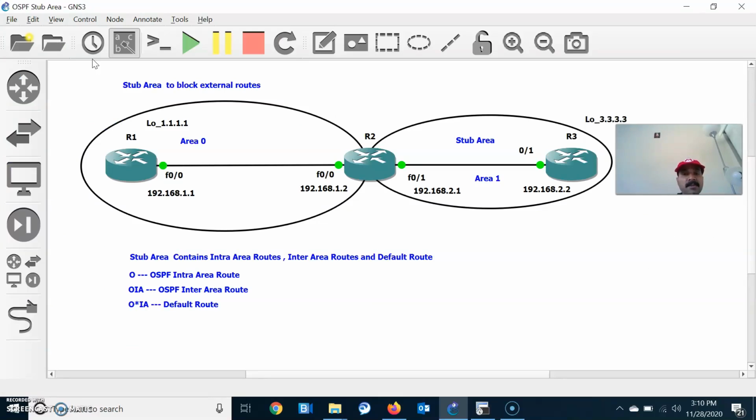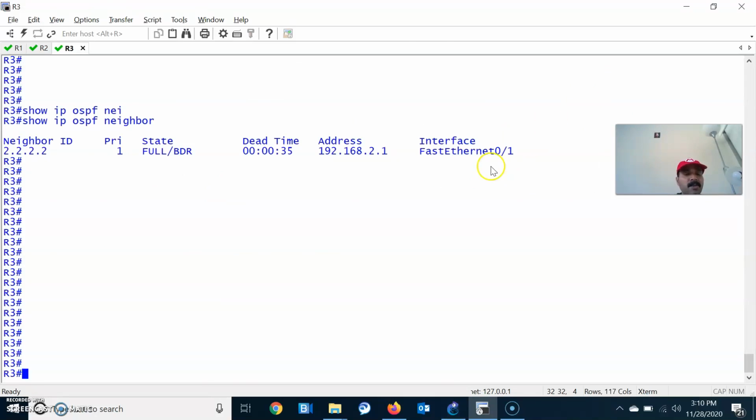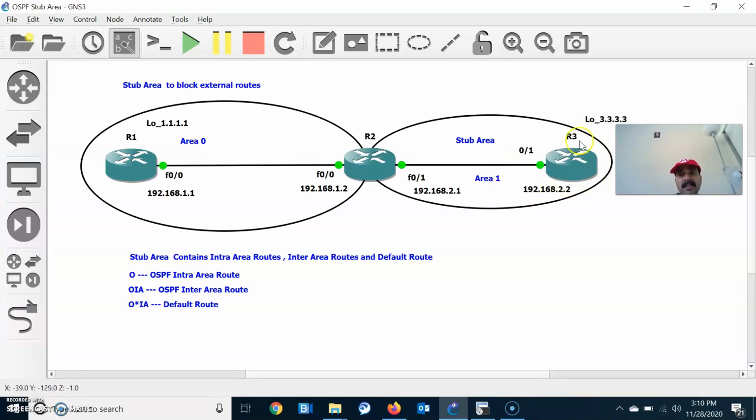I already told you the purpose of a stub area: it is used to block the external routes, that's the routes from a non-OSPF domain. So what I can do is configure this as an ASBR. ASBR is an autonomous system boundary router, which is used to redistribute the external routes. I already configured the connected interface 3.3.3, and this interface I'm going to redistribute via this ASBR.